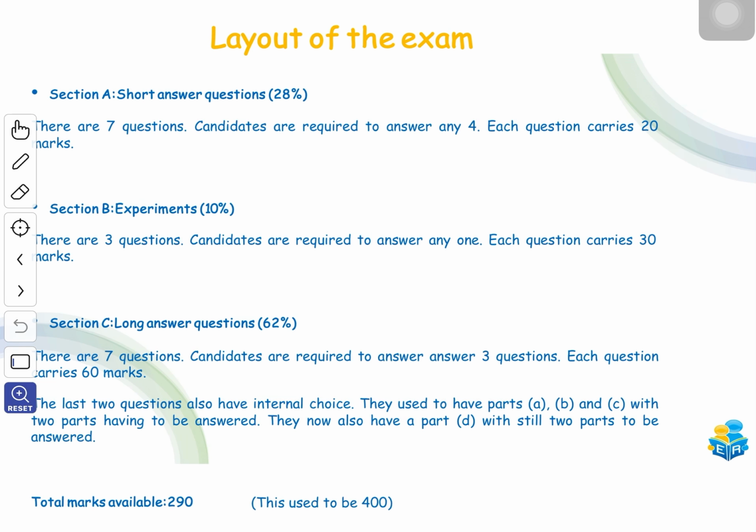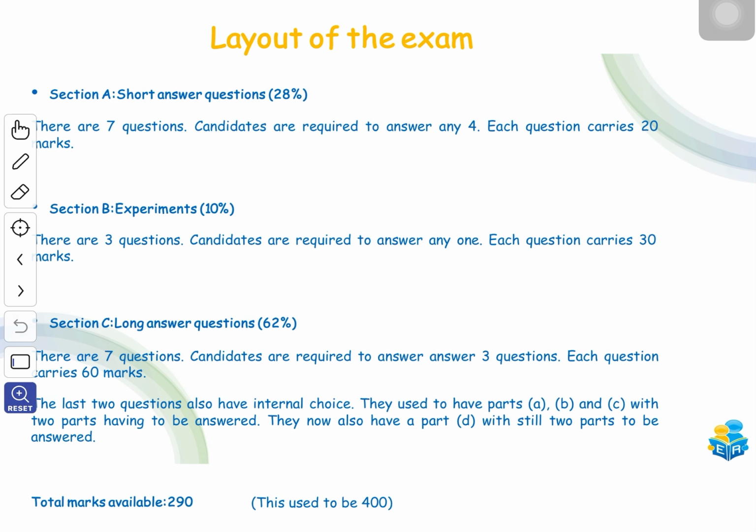And then section C, which is the long answer questions, used to be 6 questions here, they're now 7 questions, and instead of having to answer 4, you only have to answer 3. Each question is going to carry 60 marks, and the last 2 questions are going to have internal choice. Now, up until last year when it first changed, it used to be internal choice, you choose 2 of A, B, C, but now it's choose 2 of A, B, C, D. So there's even more choice there for you to choose from.